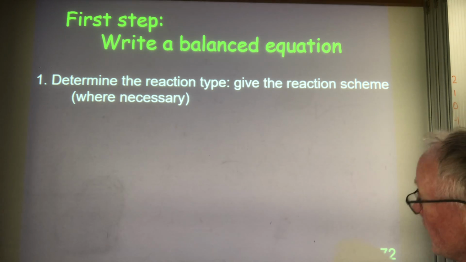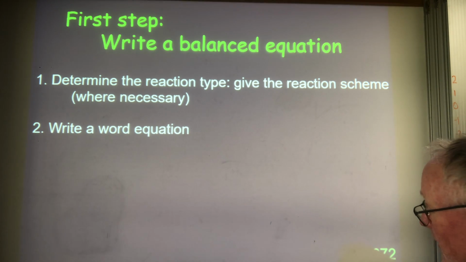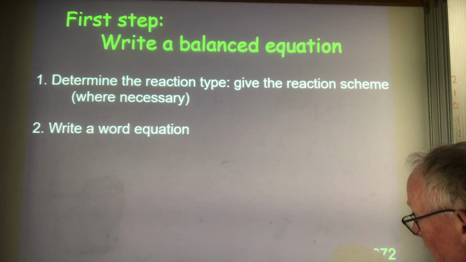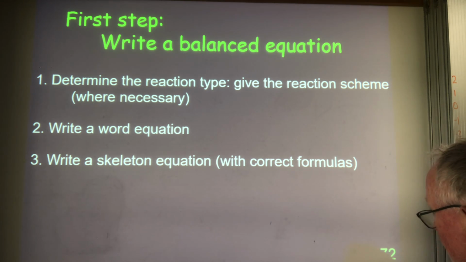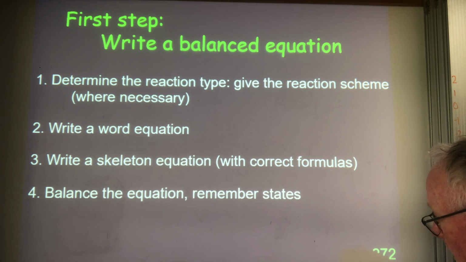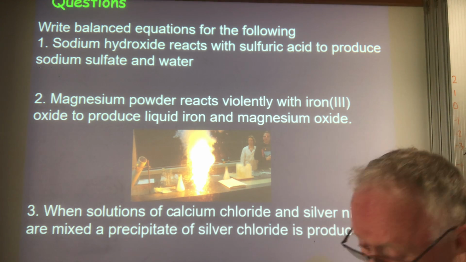So when you're looking at a chemical scenario, first of all you need to think about what sort of reaction are we talking about here? And that will tell you what the reaction scheme is. And from that you'll be able to generate a word equation. So name the reactants, name the products, work out their formulas to give you a skeleton equation, and then balance that skeleton equation to get the overall balanced equation. So let's start off with these. I might just work through them here.